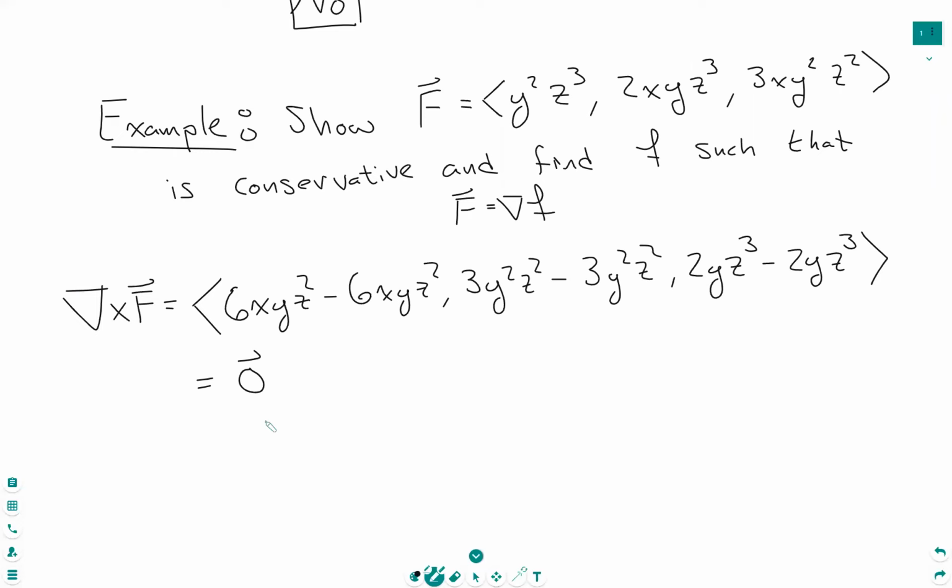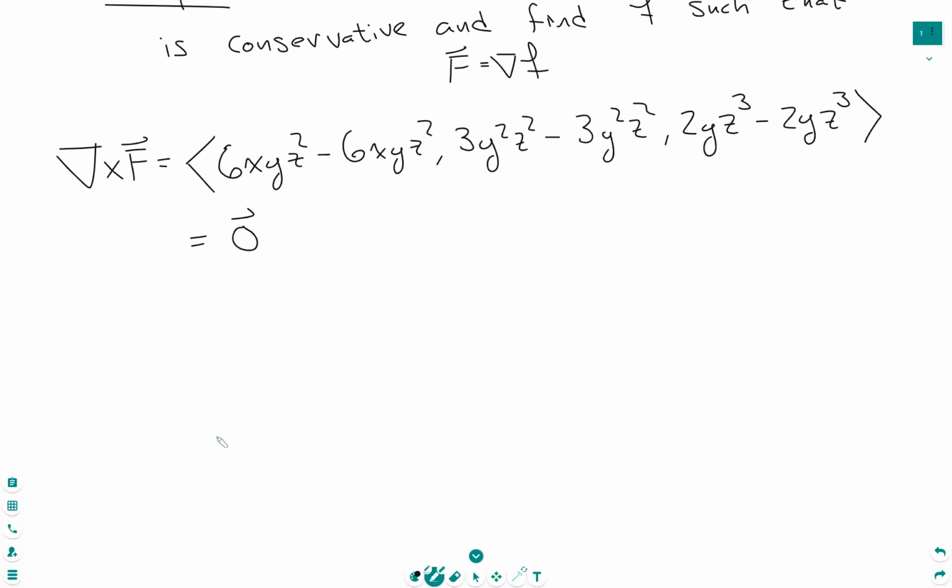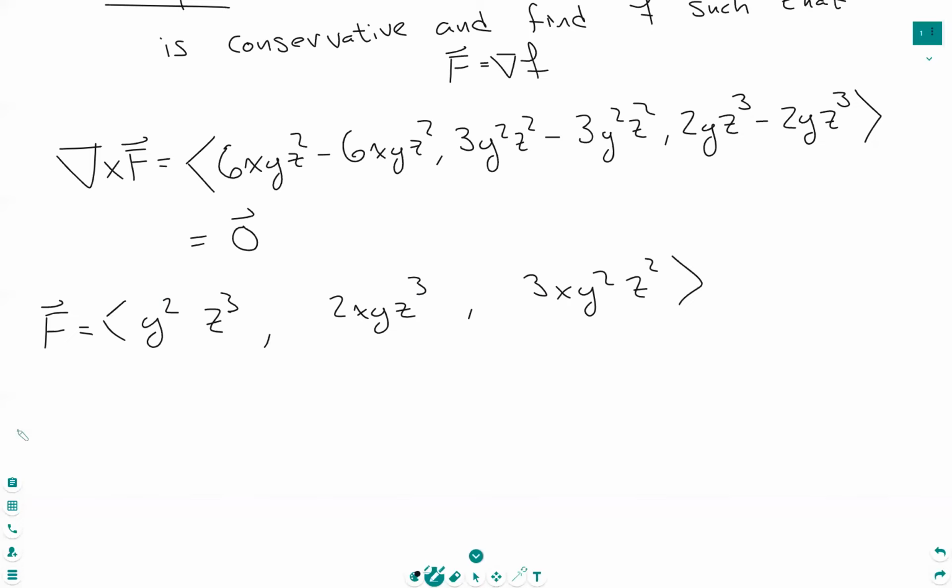Now to find f, this is very similar to what we did the other day. So I'm going to write out again the vector function here, F: y squared z cubed, 2xyz cubed, and 3xy squared z squared. And then we're trying to relate this to a scalar function's gradient. So this is fx, this is fy, and this is fz. So I know that these three things are equal.